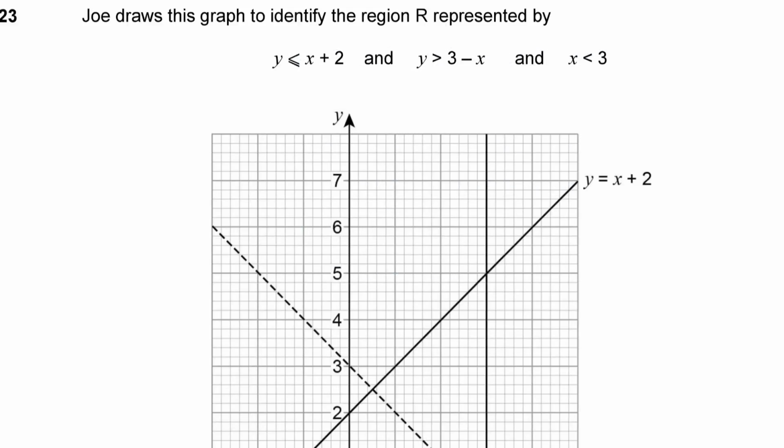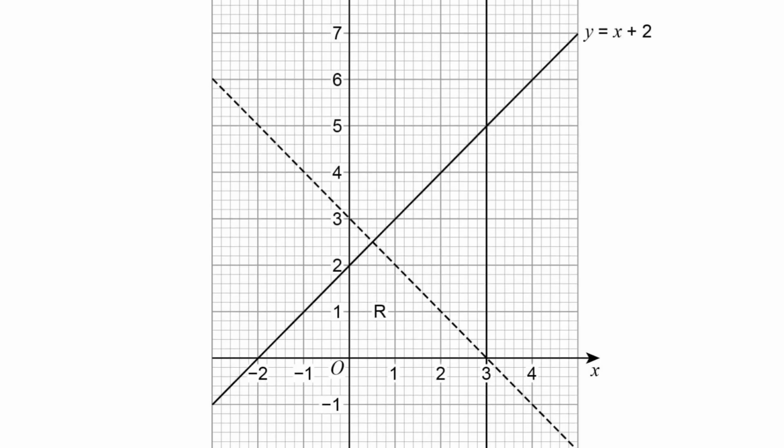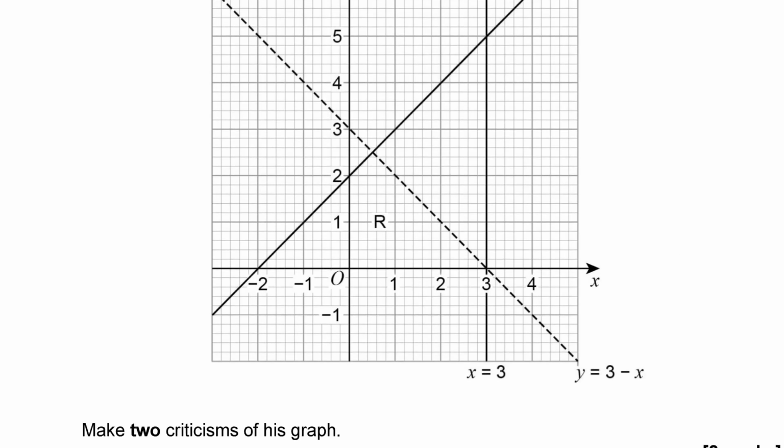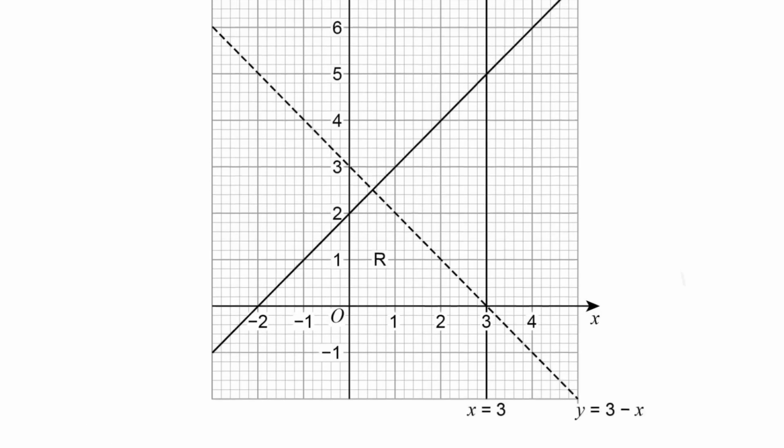Question 23. Joe draws this graph to identify the region R represented by the inequalities y is less than or equal to x plus 2 and y is greater than 3 minus x and x is less than 3. Okay, and there's his graph. Make 2 criticisms of his graph.